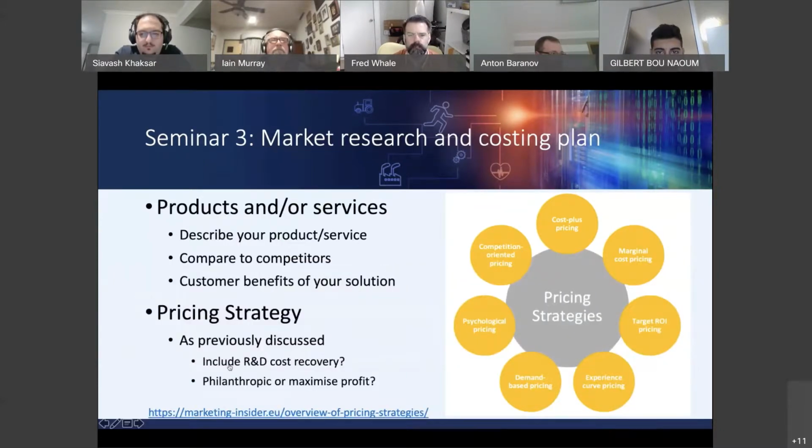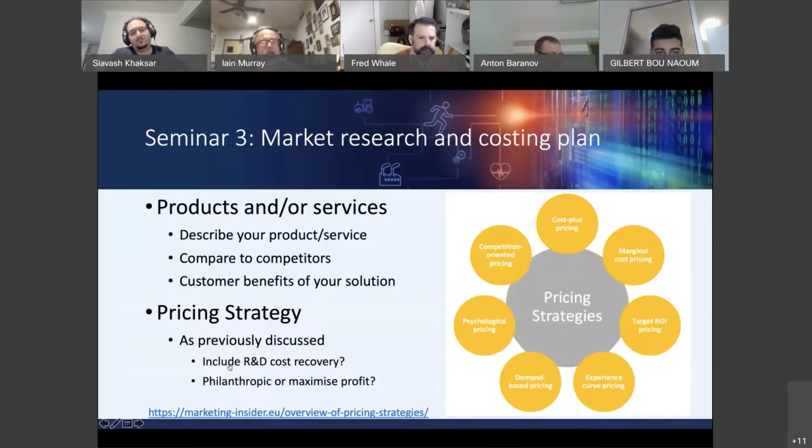Okay, as I said, there's a description of the products and services you need to do. It's a fairly significant part of the report that you're writing, and that's describing your products and service, the unique value proposition that you're putting forward.